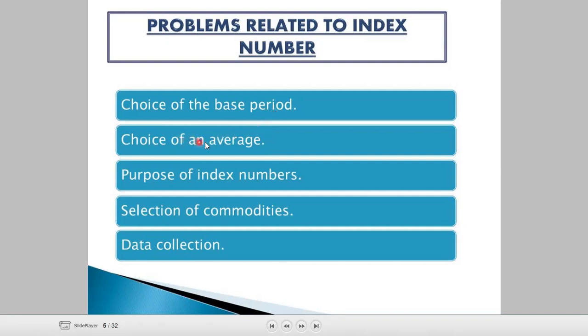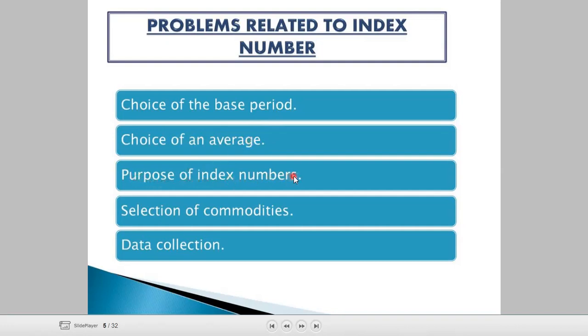The second is choice of an average. In index number, there are various methods which are available to utilize. So which average or which index average method is suitable for the present situation, that is to be very carefully studied, and then we should decide which method we are going to utilize to calculate index number.